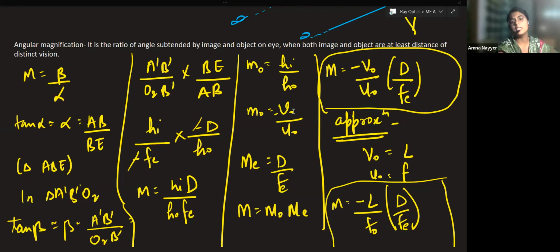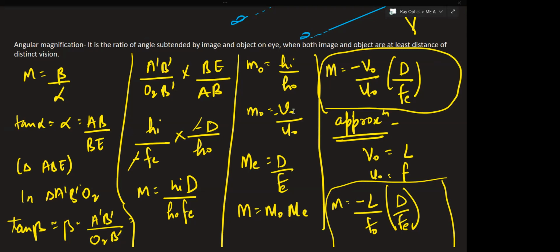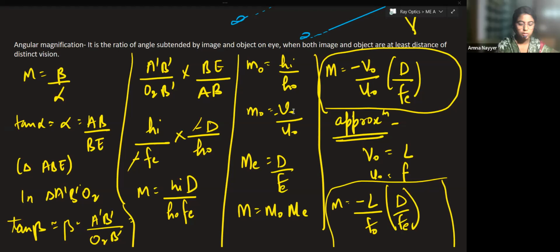Fatima, what is the least distance of distinct vision for the human eye? 25 centimeter. So at a distance of 25 centimeter, we are able to see an object clearly, and at a distance of infinity, we are able to clearly see an object.